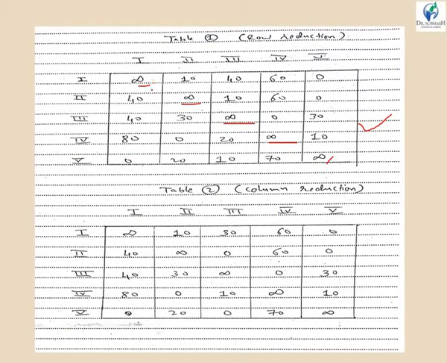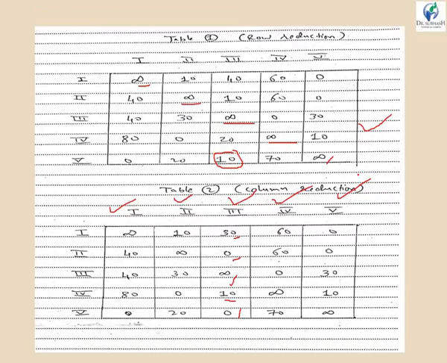For column reduction, in the first column there is already a zero present, so there should not be any change and that column remains as it is. Similarly, the second column also has a zero, so it remains as it is. Coming to the third column, the smallest element is 10, so subtracting it from all the elements: 40 minus 10 gives 30, 10 minus 10 is 0, infinite remains as it is, 20 minus 10 is 10, and 10 minus 10 is 0. So there is a change in this third column. Similarly, the fourth column has a zero element, so it remains as it is. The fifth column also has a zero element, so it also remains as it is.